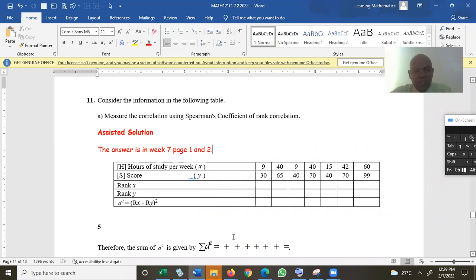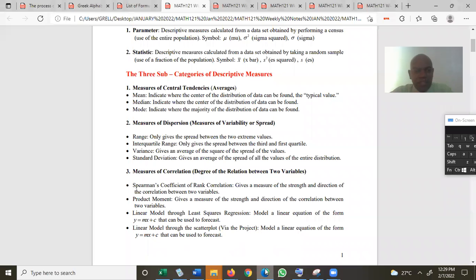Before we go to week 7, page 1 and 2, you can take a sneak peek at week 4, just to review the 3 subcategories: measures of central tendency, mean, median, and mode; measures of dispersion, range, interquartile range, variance, and standard deviation. We deal with that. And now we're in the 3rd subcategory, measures of correlation. You have the Spearman's and you have the product moment, and then going into linear regression, linear modeling. But now we're starting with Spearman.